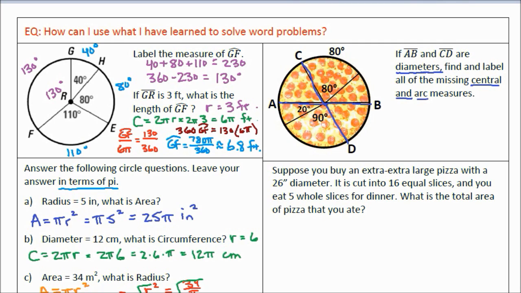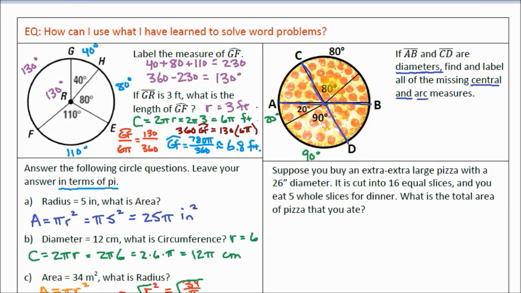Well, I've got a few of these I can label right now. If the central angle here is 90 degrees, that means the arc measure is 90 degrees. And the central angle here is 20 degrees. That is also 20 degrees. This arc is 20 degrees.